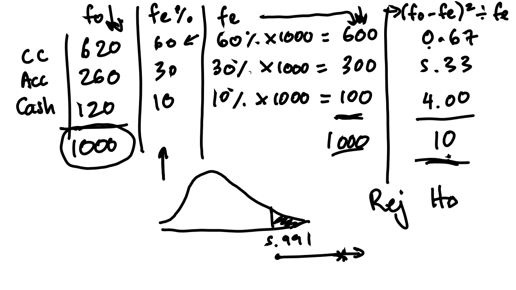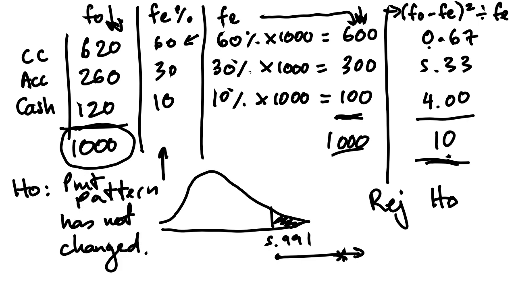If you recall, in the first step, our H0 was that the distribution, or the payment pattern, has not changed. So I'll just write it out here as a recap: the payment pattern has not changed. That's what our H0 was. But you can see that we're rejecting H0, so that means the payment pattern has changed. How we would state this in our conclusion is: at a 5% level of significance, the data suggests that the payment pattern has changed. And that's how you would conclude this problem.